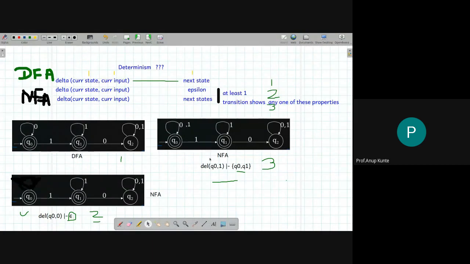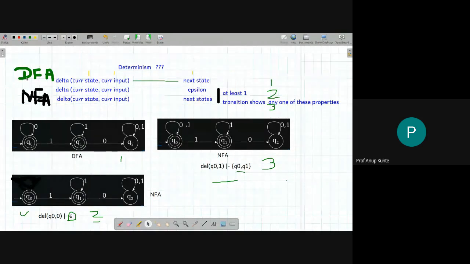So both of these devices are NFAs, one on account of having at least one extra transition for input 1 when being in Q0, and this one being an NFA on account of missing one transition when you are in Q0 and input is 0. So this is the differentiation between an NFA and a DFA.